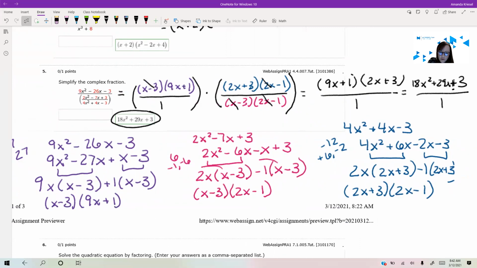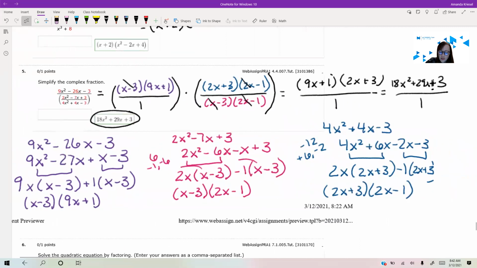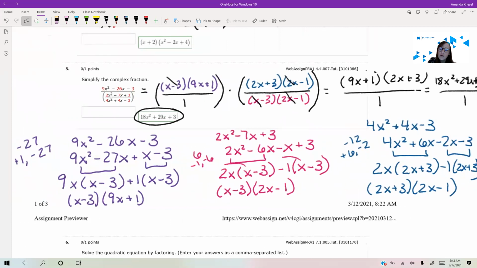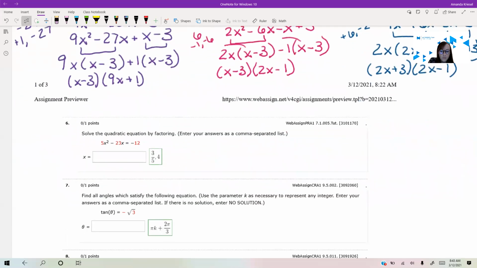As far as the answers go, WebAssign ideally should accept either the factored form or the non-factored form. Sometimes it specifies how they want you to put the answer. In this one, they don't. Just make sure you write it correctly on an exam, because on an exam, I will give points for either one. I don't care if it's factored or not, unless it says factor and then you give an answer not factored. That's a different story.